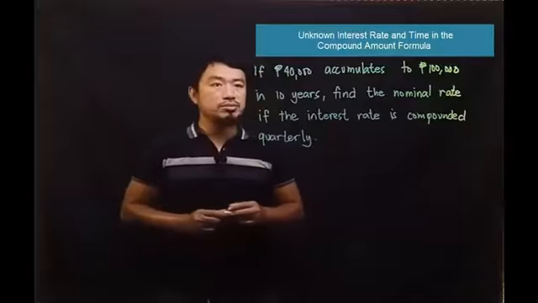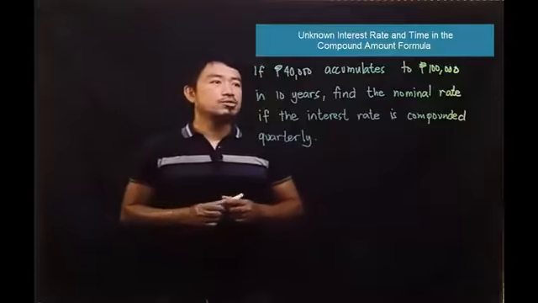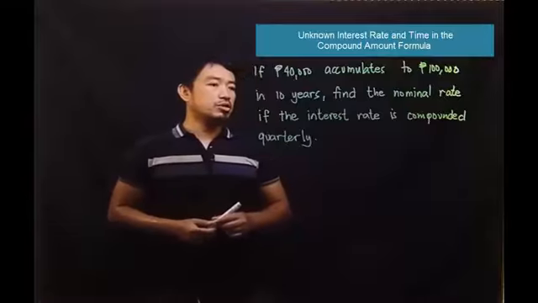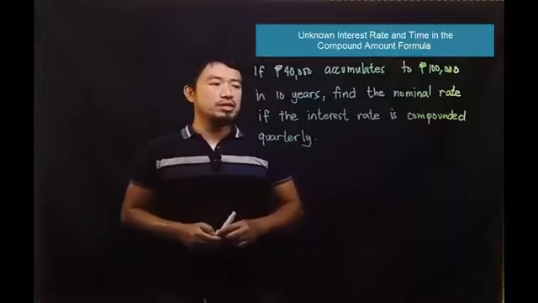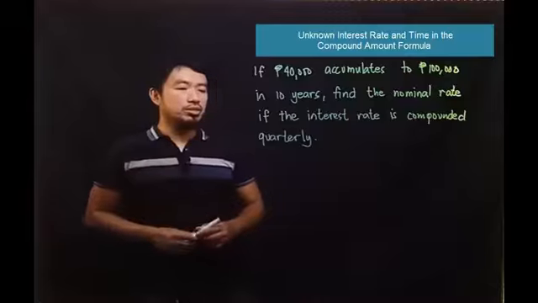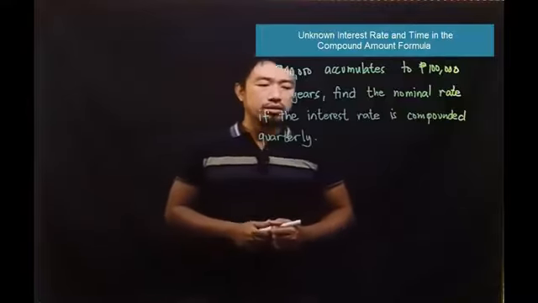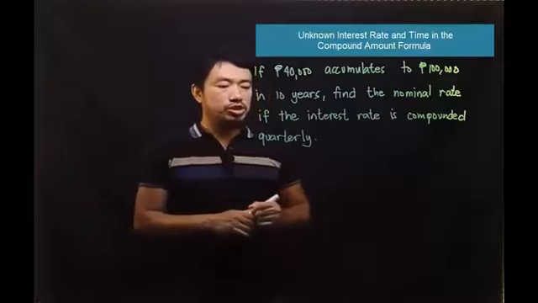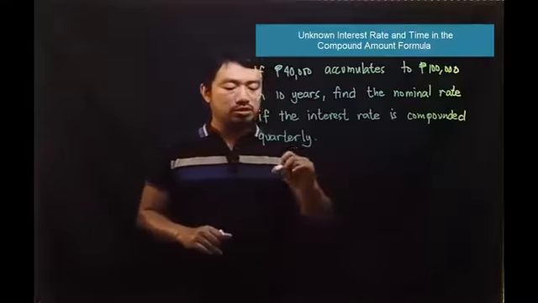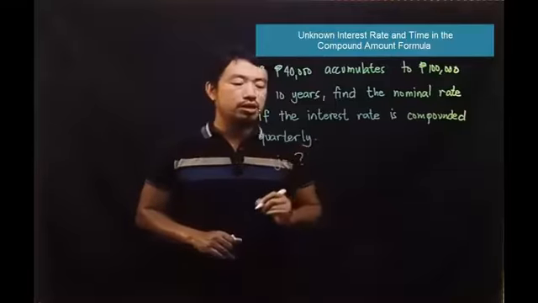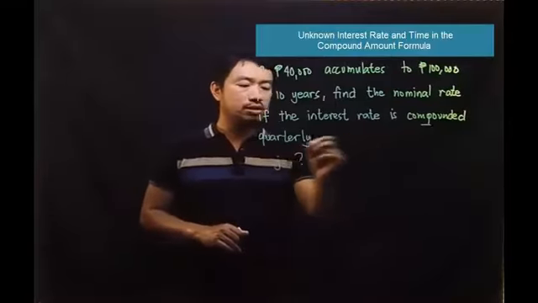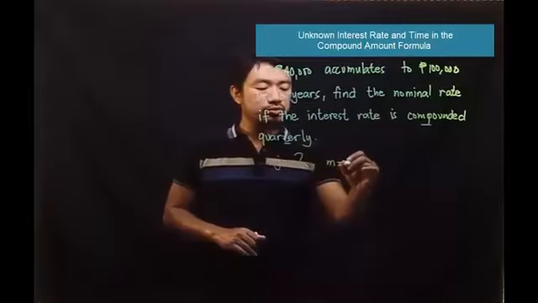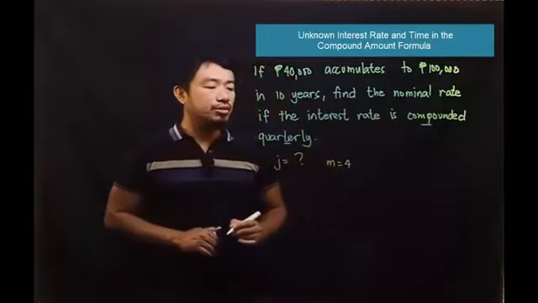So for instance, given this problem, if 40,000 accumulates to 100,000 in 10 years, find the nominal rate if the interest rate is compounded quarterly. So in this problem, the unknown is the nominal rate, which is denoted by J. And this is compounded quarterly. Therefore, M is equal to 4.